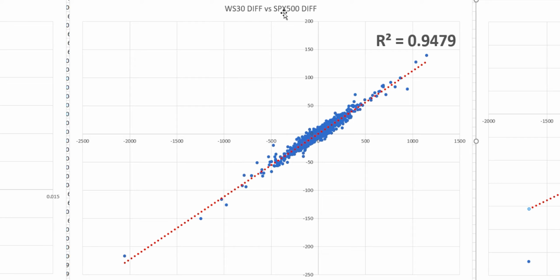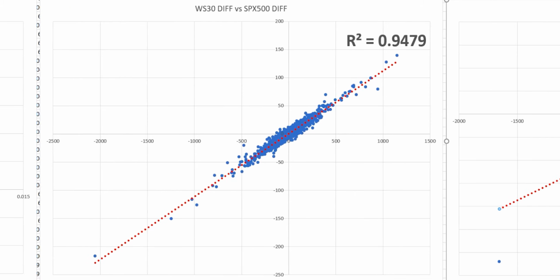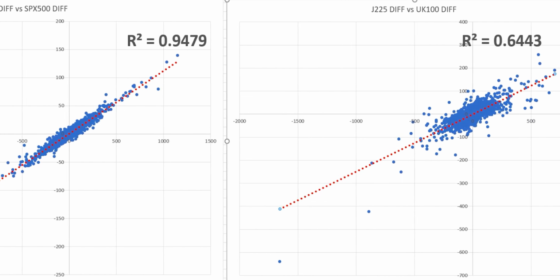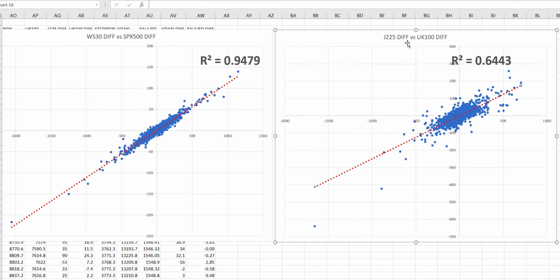Now, both of these clearly come from the US economy, so we would expect this to be highly correlated. But let's now take a look at two stock indices that come from different economies. So we've got the Japanese Nikkei against the UK FTSE 100. And again, we do have a high level of correlation here, but nowhere near what we see with the US indices. And that weaker relationship is also clearly visible just by visually observing the scatter chart.